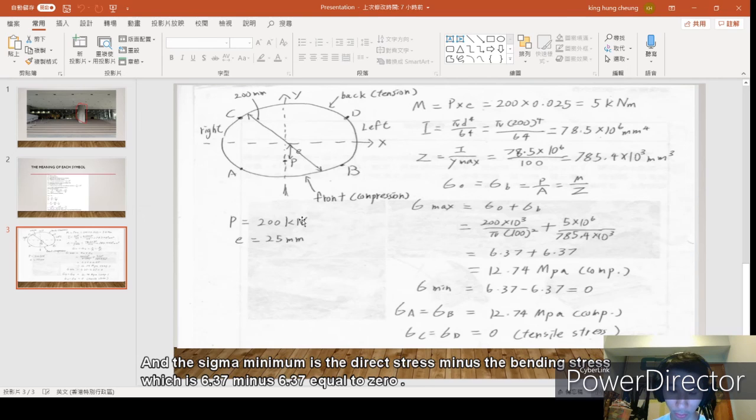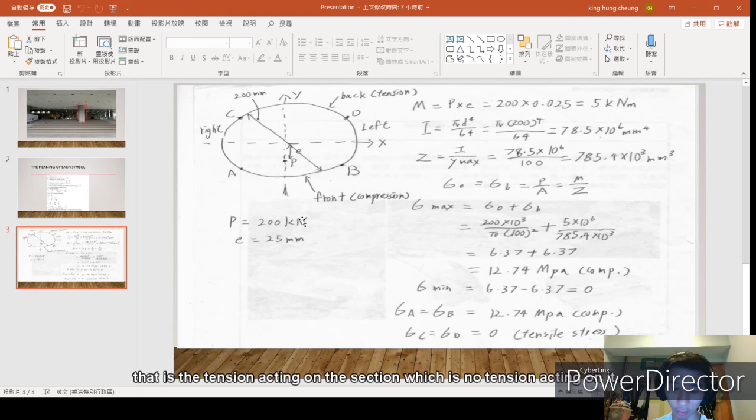and the sigma minimum is the direct stress minus the bending stress, which is 6.37 minus 6.37 equals to 0. That is the tension acting on the section, which is no tension acting on it.